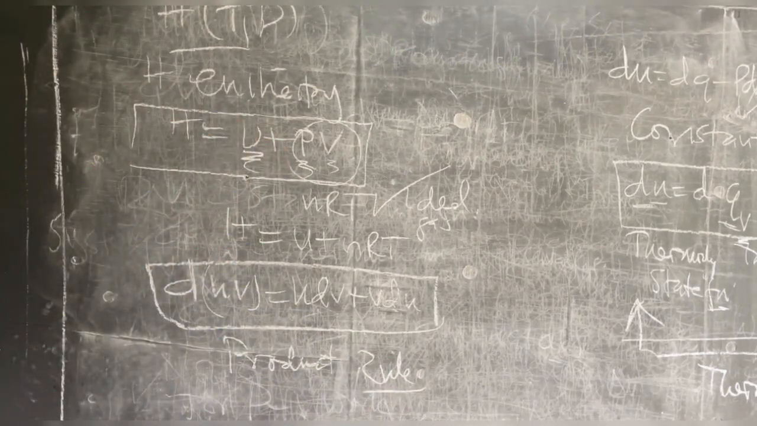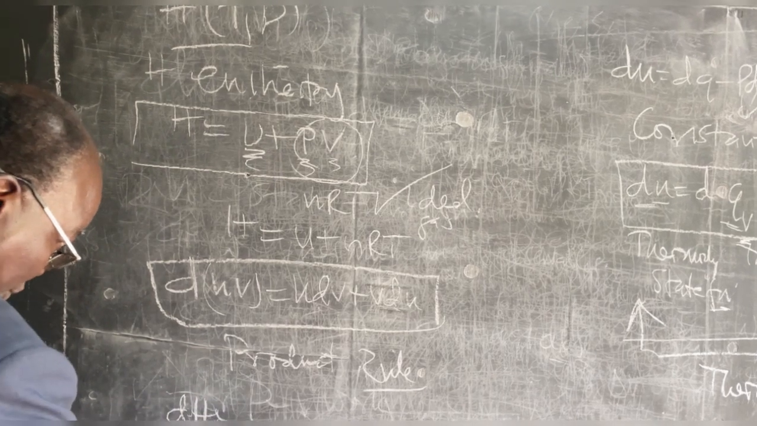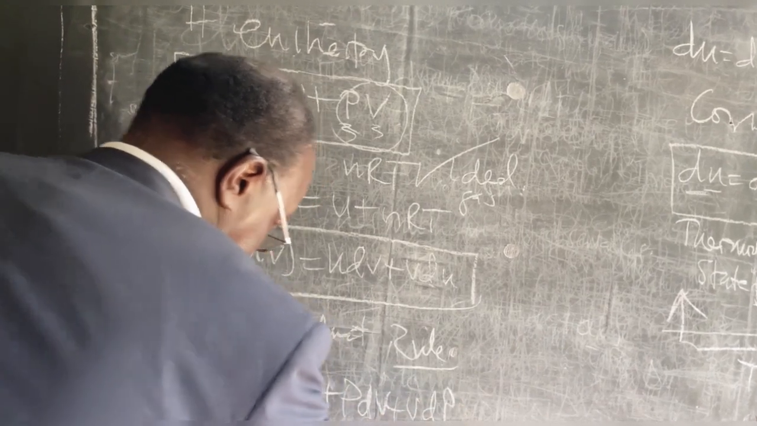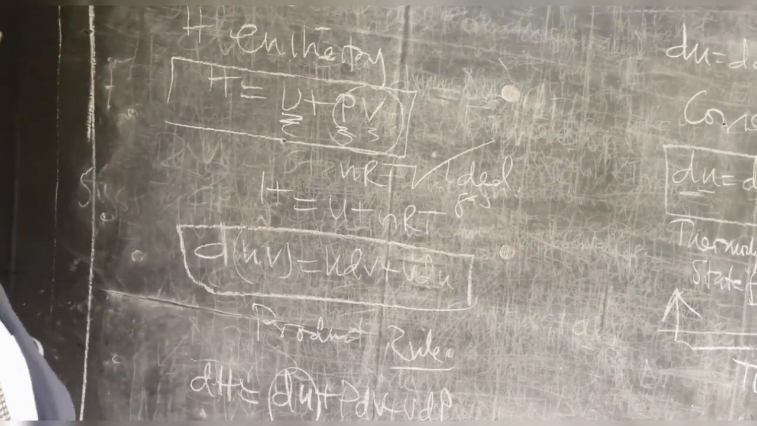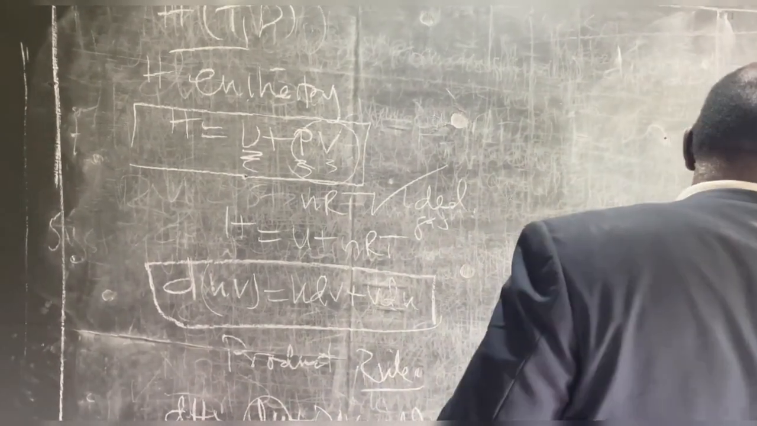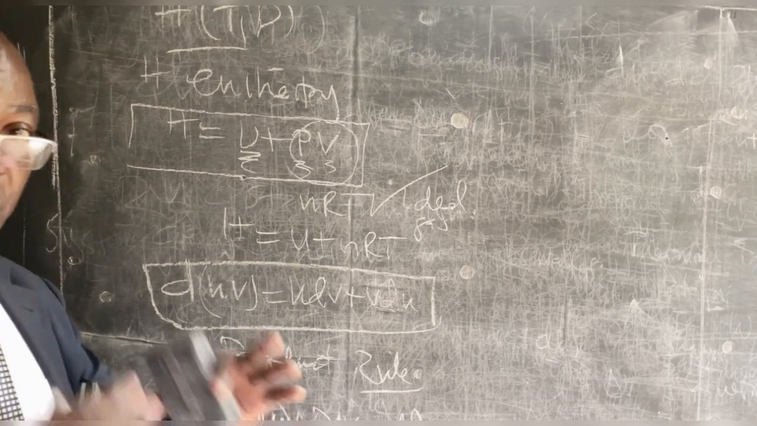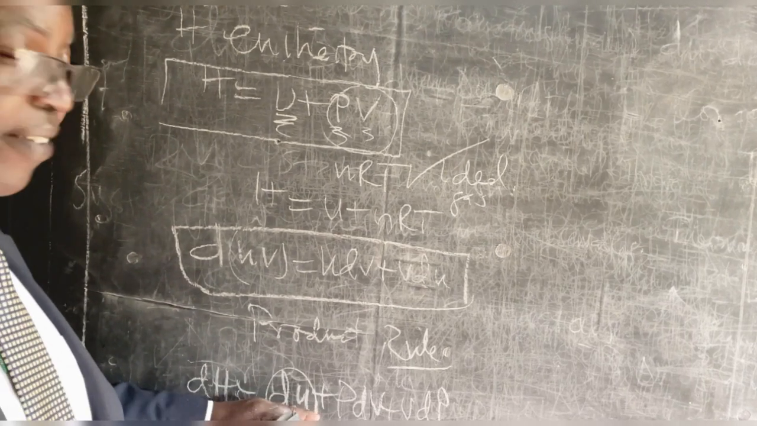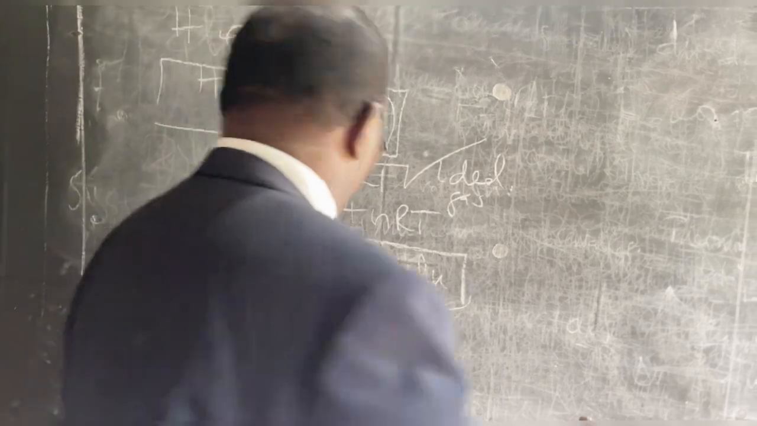So if we apply that product rule to that enthalpy expression, then dH will be equal to dU plus P dV plus V dP. Very important for us to note that. Now, we know that dU from the first law of thermodynamics was dq plus dw. So we can put that dq plus dw there, and remember further that PV work, dw, is minus P dV.